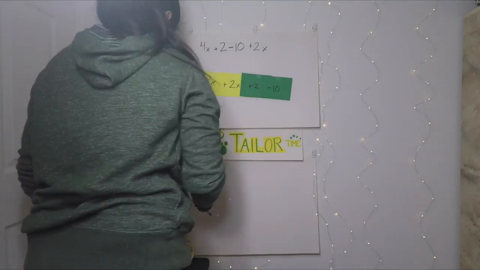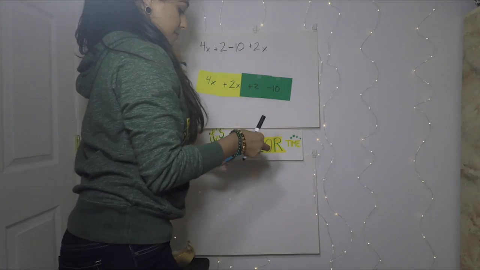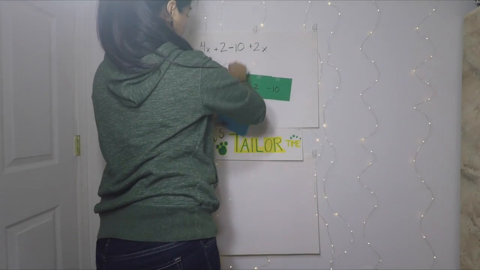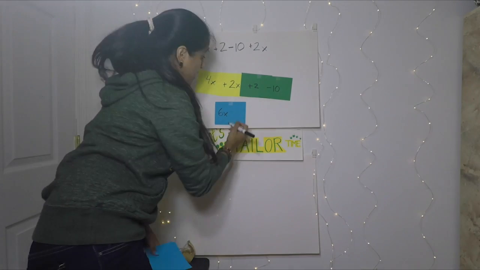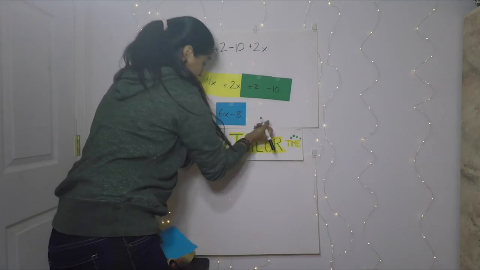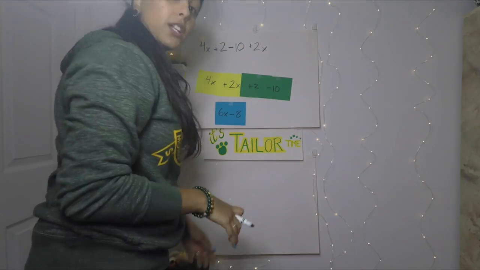So I'm going to grab a set of new flashcards just to write it down here. I have 6x minus 8. That is my final answer. So let's look at our next one.